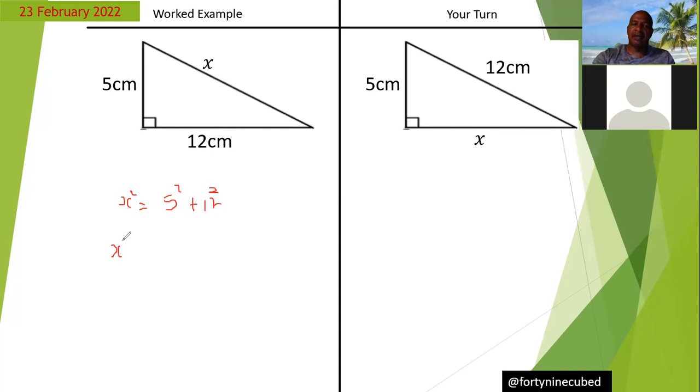Now the x is the unknown, so clearly we're going to leave the square above the unknown. So we have x squared on the left side. On the right side, we can square 5. If you square 5, what do you get? 25. All right, guys.